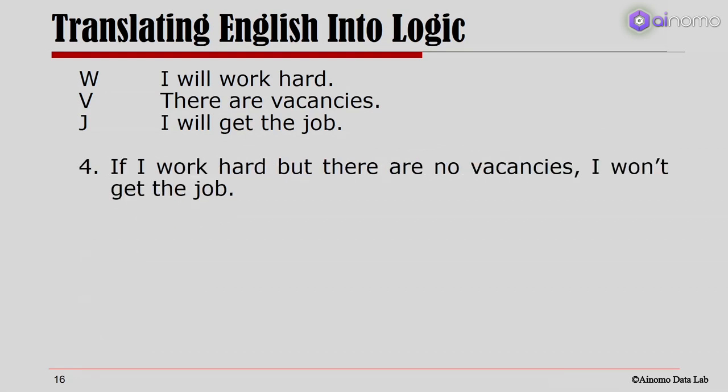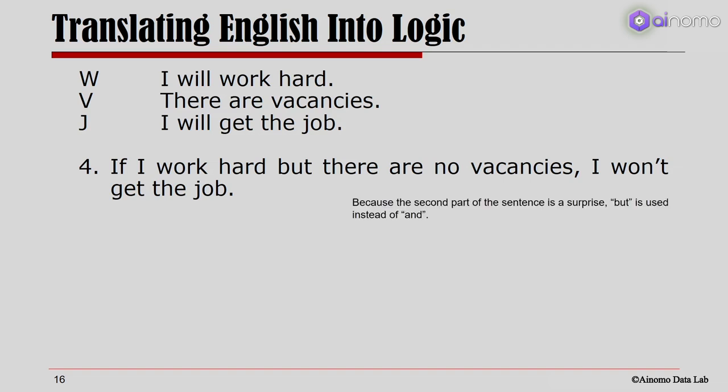Let us take another example. If I work hard but there are no vacancies, I won't get the job. Now, in this statement, I have I work hard, so that is W. There are no vacancies, so that is negation of V. I will get the job is J, so I won't get the job is not J.